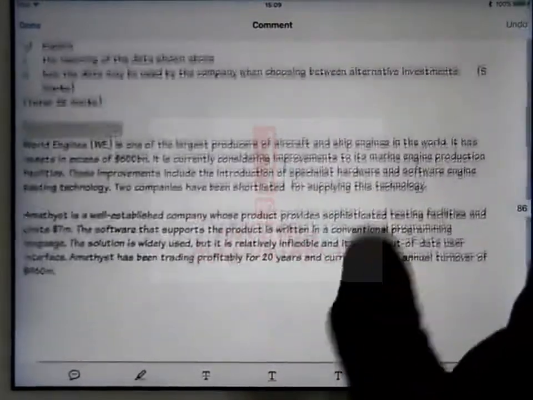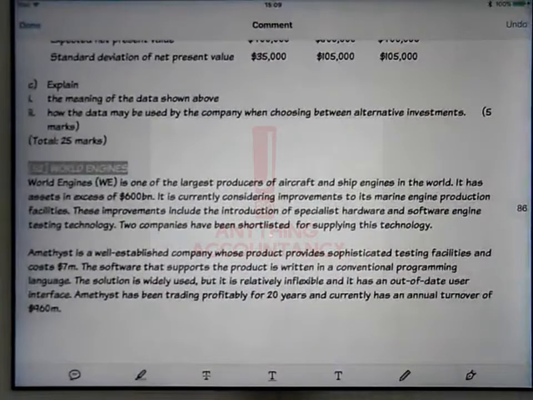Okay, this question. World Engine is one of the largest producers of aircraft and ship engines in the world. It has assets in excess of 600 billion. So it's too big.